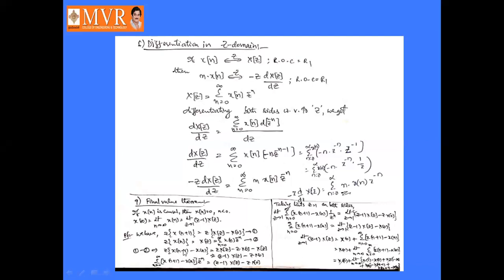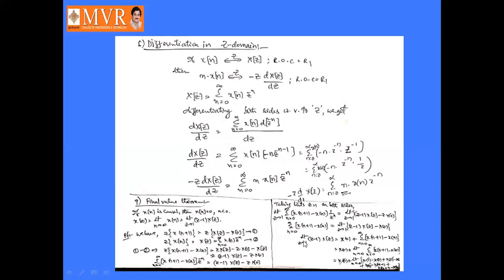So this is sigma n equal to 0 to infinity x of n plus 1 minus x of n into z power minus n, which is equal to z minus 1 into x of z minus z into x of 0. Okay. So taking limit z equal to 1 on both sides, limit z tends to 1 of sigma n equal to 0 to infinity x of n plus 1 minus x of n into 1 by z power n is equal to limit z tends to 1 of z minus 1 into x of z minus z into x of 0, right?